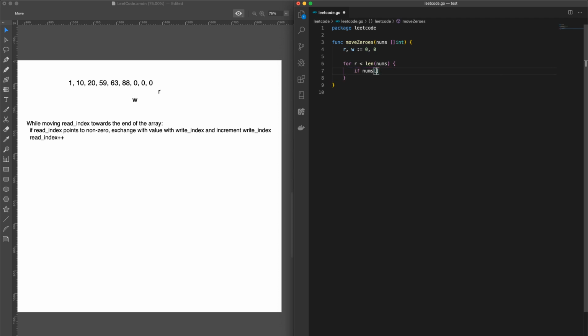If the number at the read index points to a non-zero value, we have to exchange with the write index. So we exchange the read index value with the write index value. And then increment the write index. After that, we have to increment the read index. And that's it. The time complexity for this algorithm is O(n) and the space complexity is O(1).